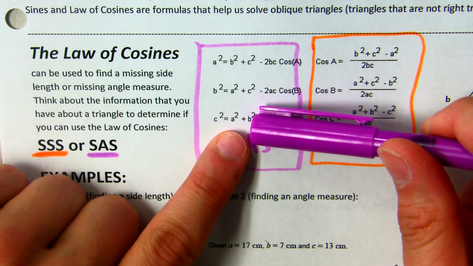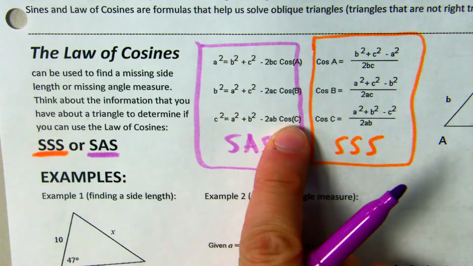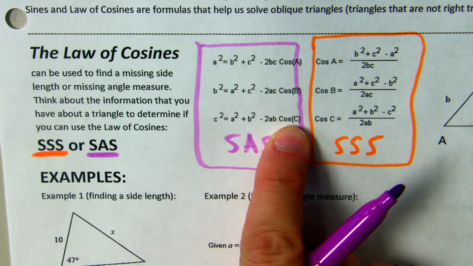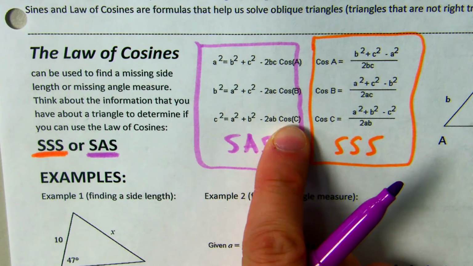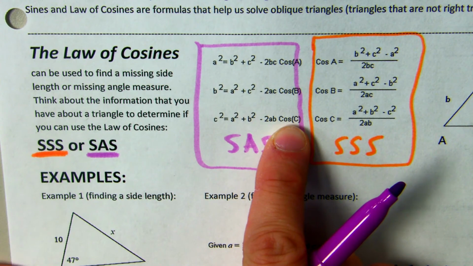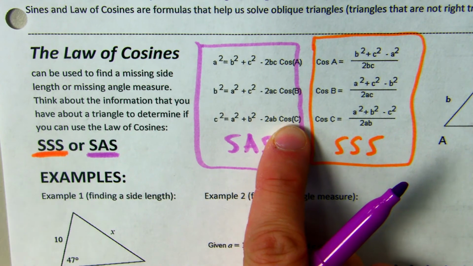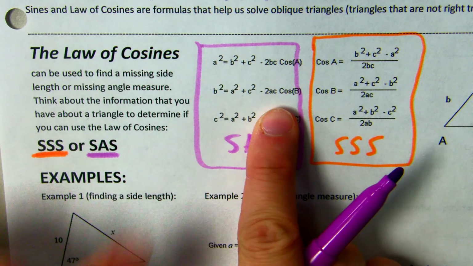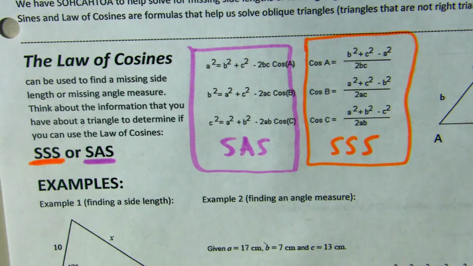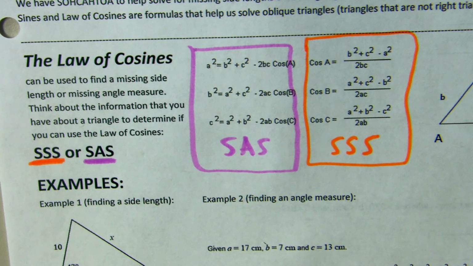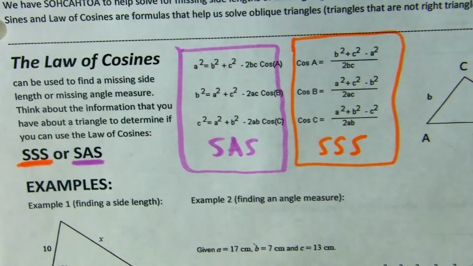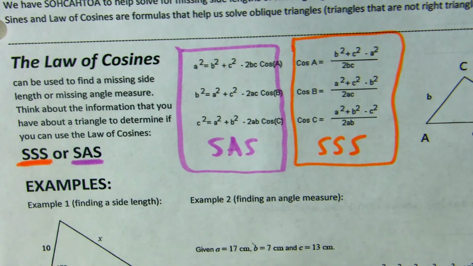So what happens if it was a right triangle? If C was 90 degrees, what's the cosine of 90? Cosine of 90 is what? Right, so if it was a right triangle, then this just goes away anyway, so you end up with the Pythagorean theorem. So Pythagorean theorem only works in right triangles. This works in all triangles.